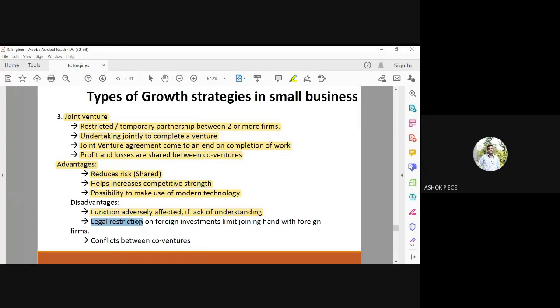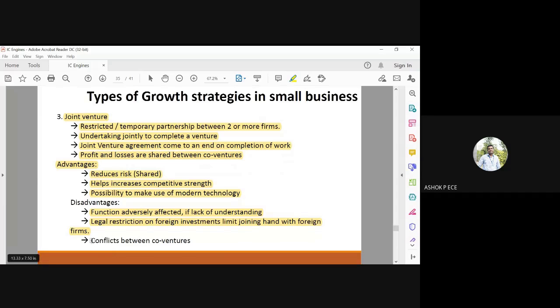And legal restriction on foreign investments limit joint hands with foreign firms. So when you are going to put a JV with a company abroad, outside India, then the legal issues will stop that because you have certain government regulations which you cannot bypass. So there are a lot of legal issues which have to be sorted out and a lot of permissions to be obtained from the government, state and central government. So if you are going to put a JV with a foreign company, the foreign investments you cannot attract to a larger extent. The foreign investments are going to be limited.